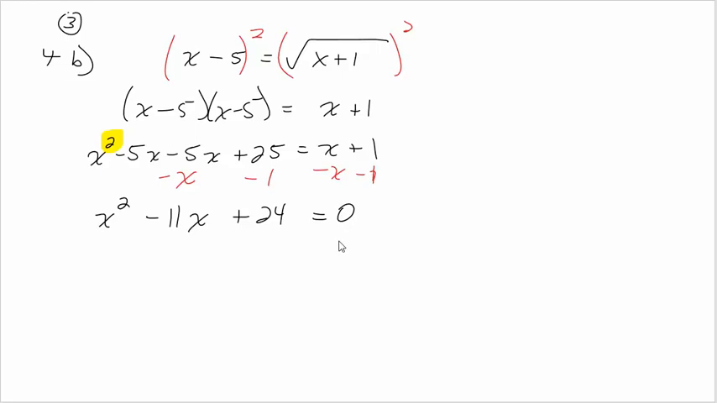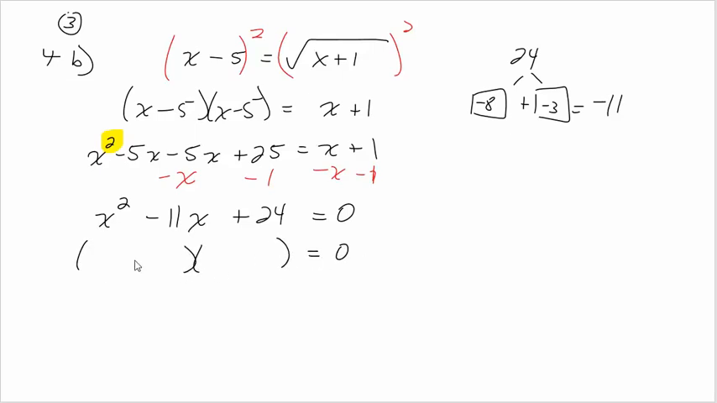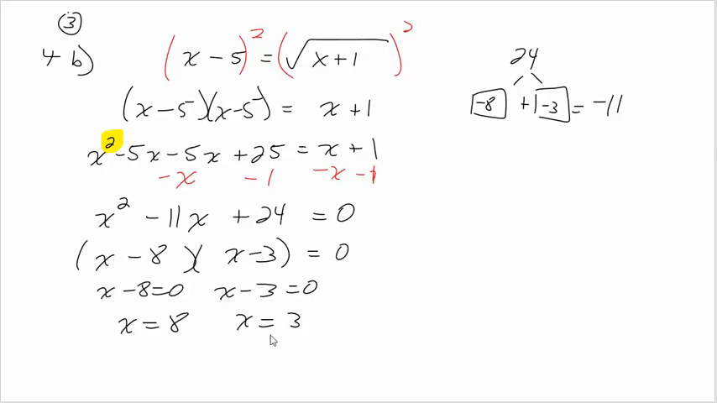So to see if it factors, we have to see if there's any factors of 24 that will add to be negative 11. And it looks like negative 8 and negative 3 will do it. So we're not going to have to use the quadratic formula, although you could. If you use the quadratic formula, that's fine. If we factor it and set each factor equal to 0, then we're going to get our two answers of 8 and 3, which should be the same things you get if you use the quadratic formula.